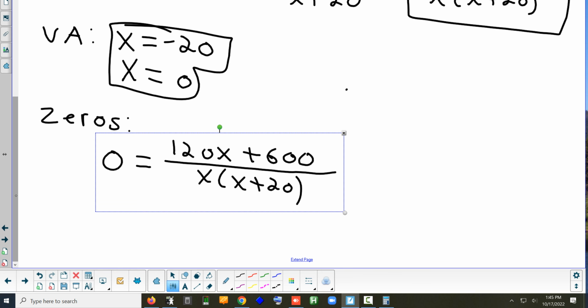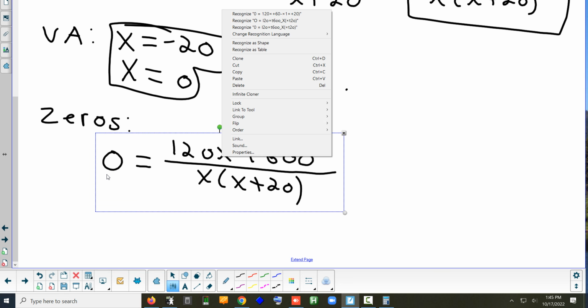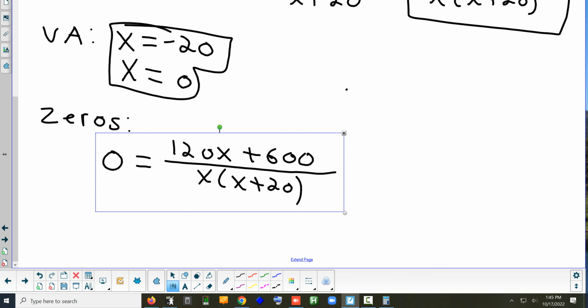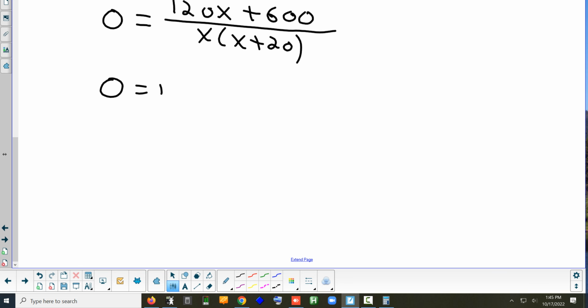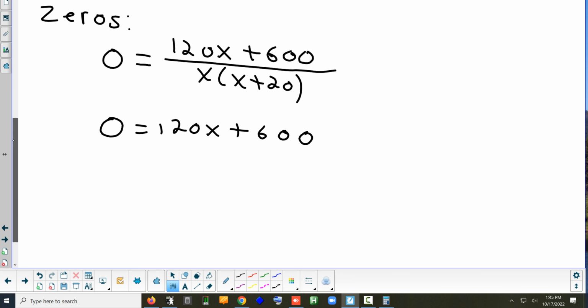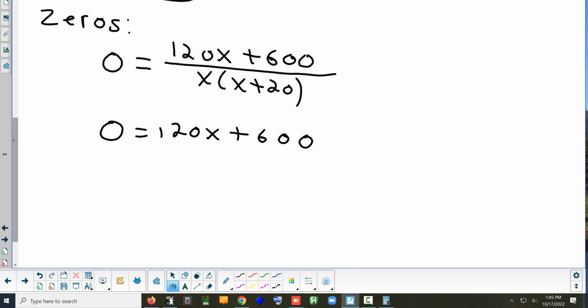So when you're trying to figure out what divided by what equals 0, it doesn't matter what's in the bottom. All that matters is if the top comes out to 0, then the whole thing is 0. So set the top equal to 0 and solve it. So, Kiana, what would be my first step to solve that?